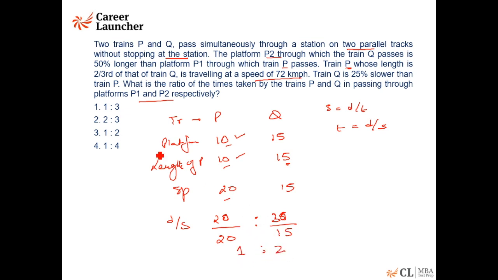Choice 3. So, please remember, when the ratio has to be found, take numbers which are convenient. You don't have to get stuck with 72 kilometers per hour and then try calculating 3/4 of 72. Now, I know it is not difficult, but why should I even do it when I know that it is going to be irrelevant?